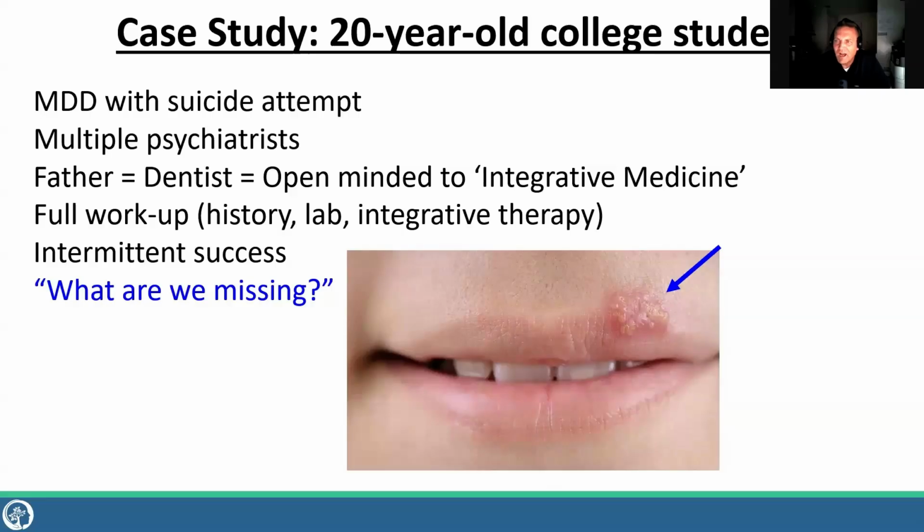And I said, what? I'm on a telemedicine call with her. So we're looking at each other on the screen. And I'm like, I don't see it. She goes, no, you can't see it. Remember, my dad's a dentist. So my dad gives me some medicine.